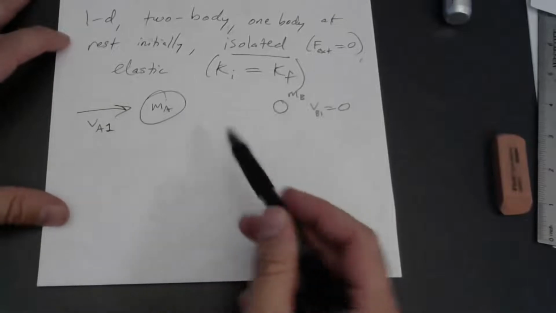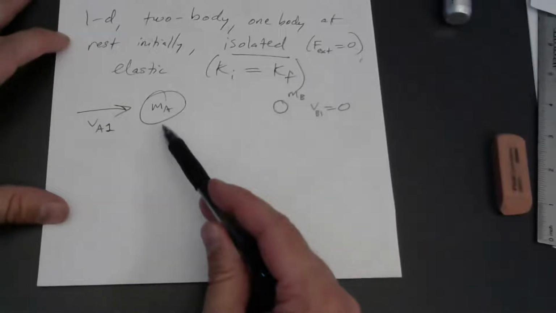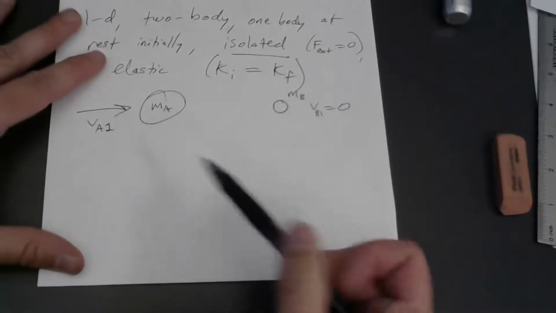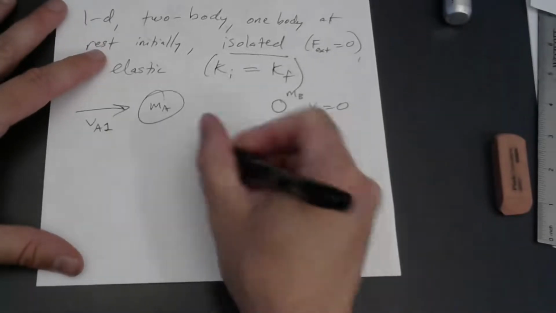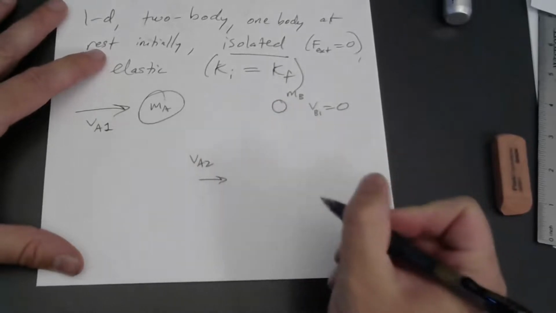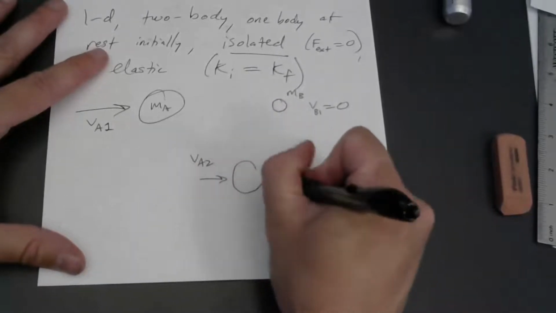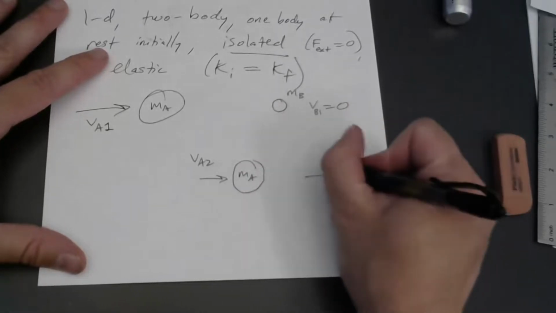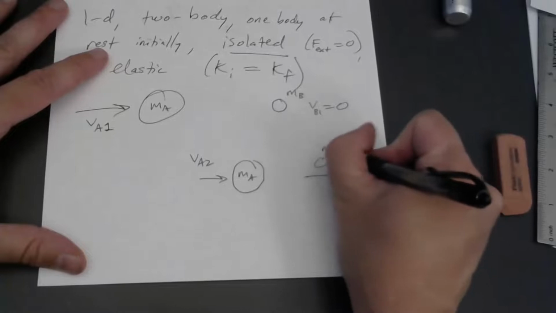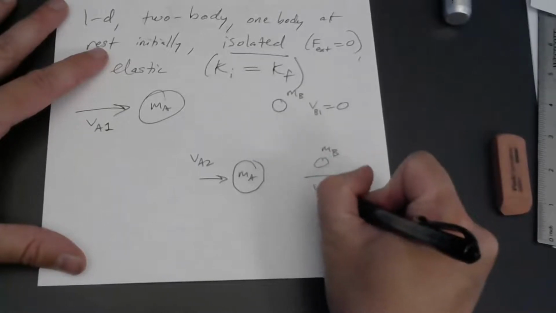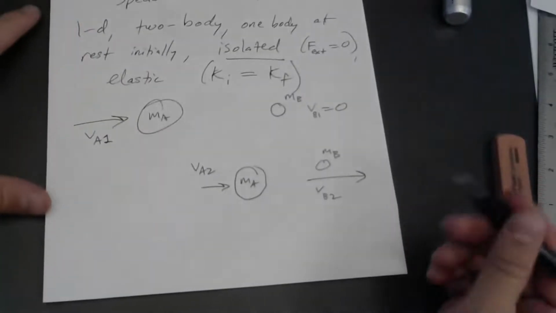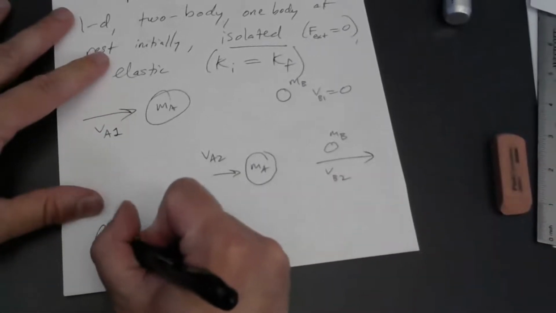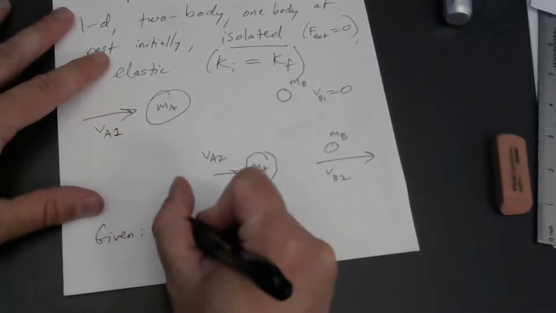And after these collide, well, I'm just going to use some common sense here. If this thing really is more massive than that, then this thing's probably going to keep going. Maybe it just slows down a little bit. So I'll draw a shorter arrow and call this VA2. That's the velocity of mass A at time 2. And maybe mass B kind of got launched off to the side with some velocity VB2.